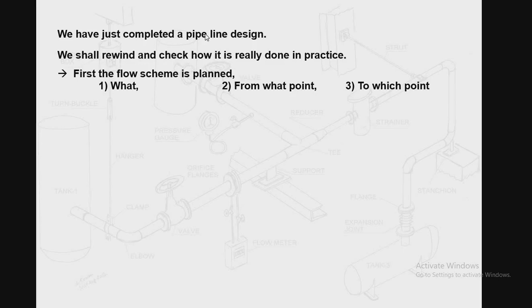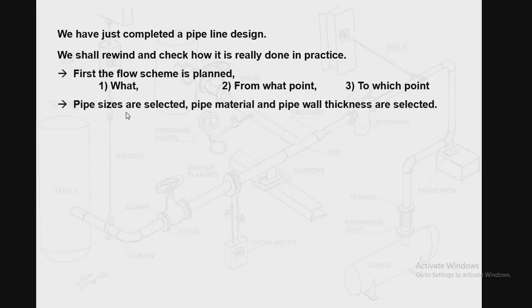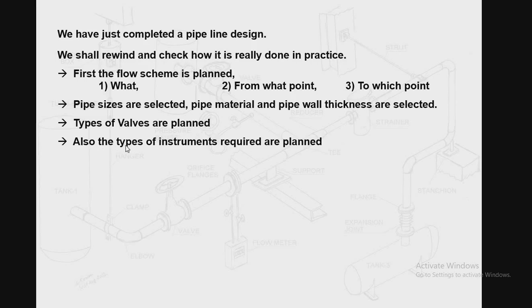We have just completed a pipeline design. We shall rewind and check how it's really done in practice. First, the flow scheme is planned. What? Number 2, from what point? Number 3, to which point? Pipe sizes are selected, pipe material and pipe wall thickness are selected according to design. Types of valves are planned. Also, the types of instruments required are planned.